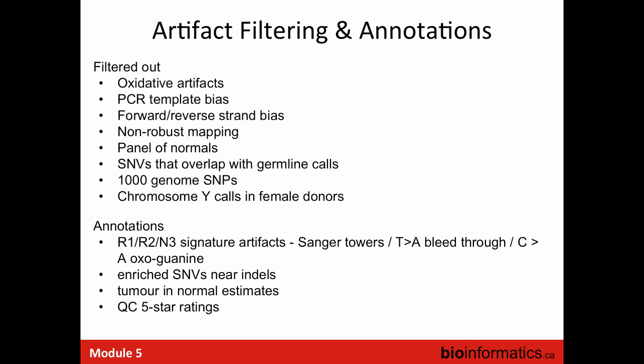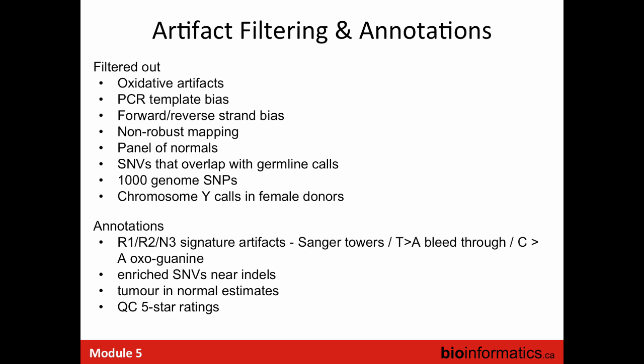Now, when I talked about filtering of artifacts, there are actually multiple kinds of artifacts that need to be filtered out. So there's oxidation, there is PCR and strand bias. We also did non-robust mapping. That means we take the read and BLAT it against the reference, and if it maps to another region with a higher score than the one it was aligned to, then that read is out. And then we also built a panel of normals using this cohort in order to get rid of some of the false positives. Any SNVs that overlap with germline or the 1,000 Genomes SNPs are filtered out. And in some small cases, we did have calls on chromosome Y, even in female donors, so those were filtered out as well.